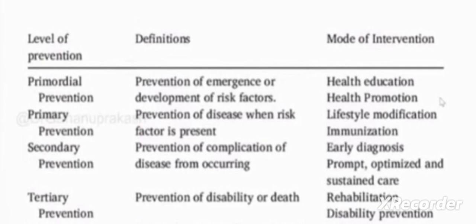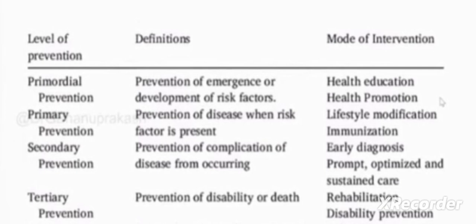Or in case of ischemic stroke, if we treat the patient early, there will not be any complications such as hemiparalysis, etc. So that we can prevent here. In tertiary prevention, we are giving importance to prevent the disability or death, thus improving the quality of life of the patient. So the mode of intervention is rehabilitation and disability prevention. So that is regarding the levels of prevention.